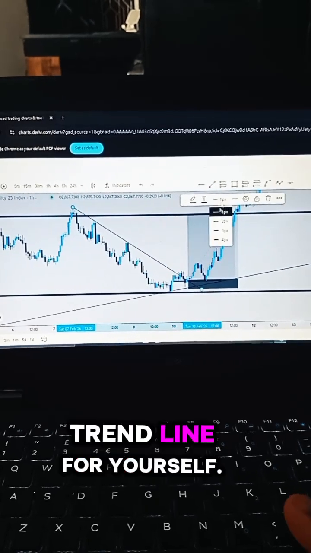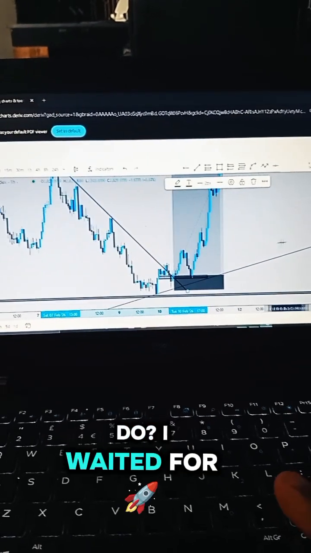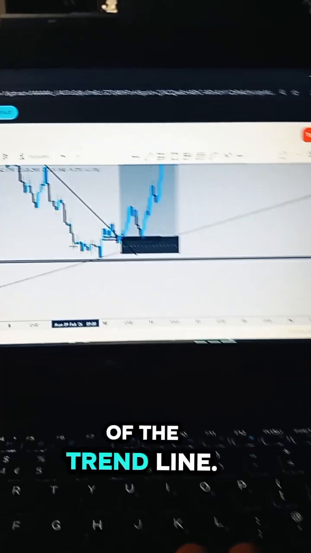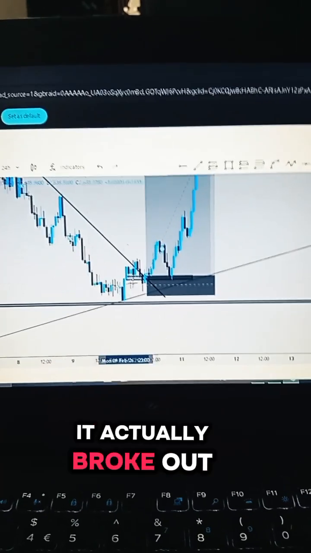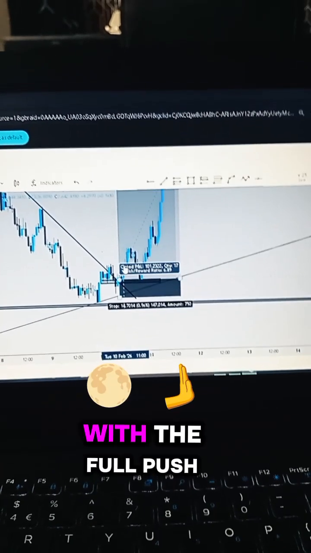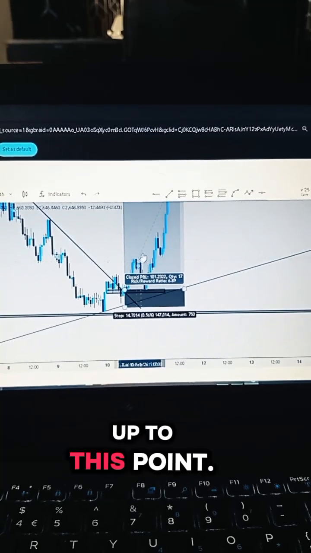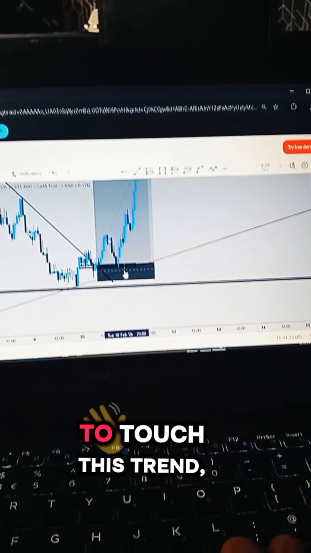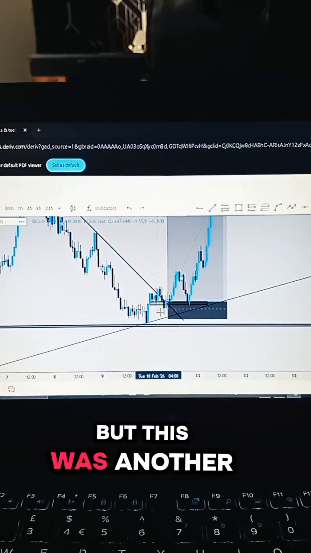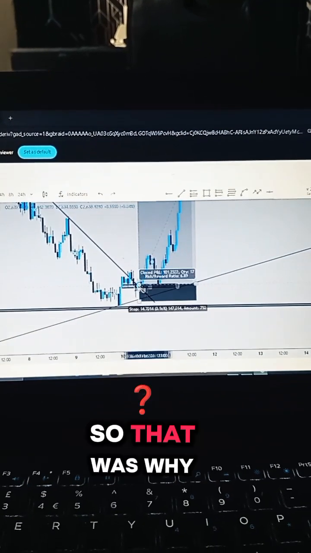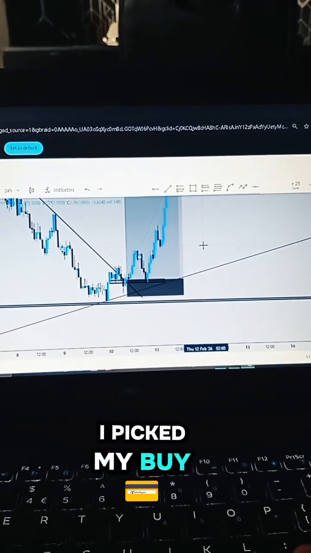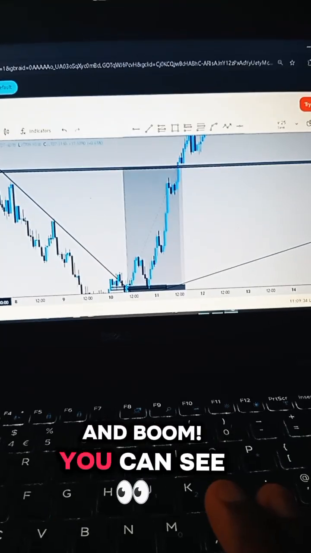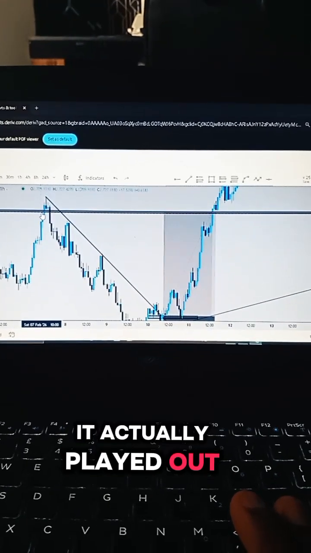You can see my trend line for yourself. And what did I do? I waited for price to break out of the trend line. Now price broke out of the trend line, as you can see. It broke out with a full push up to this point, and it came back down. Some people would have waited for it to touch this trend, but this was another key zone for price to reverse from. So that was why I picked my buy from here and targeted the next high, which was here. And boom, you can see for yourself, it actually played out the way we expected.